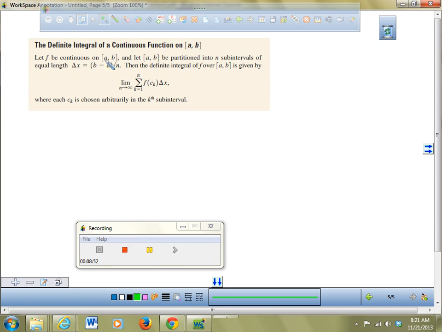And this also says the definite integral of a continuous function on a to b: let f be a continuous function on a to b, partitioned into n subintervals of equal length. So in this case, the intervals are equally spaced. But it doesn't matter because I'm taking the limit of those as n goes to infinity, and those equally spaced intervals essentially become nothing, and I end up with this. And this thing is also known as the integral. Okay? Another way to write the integral.